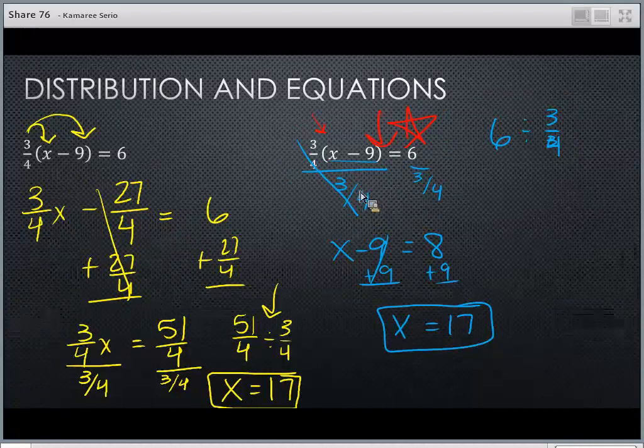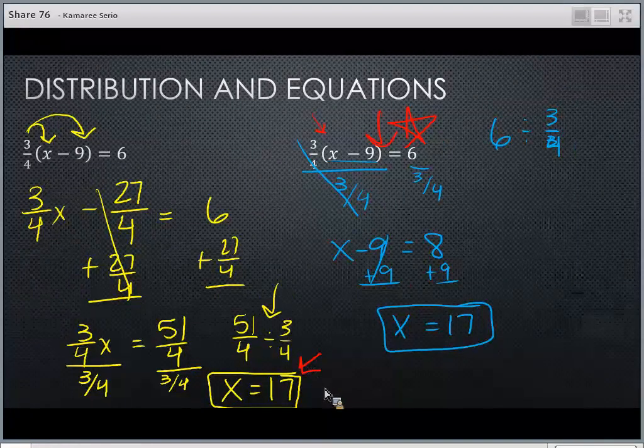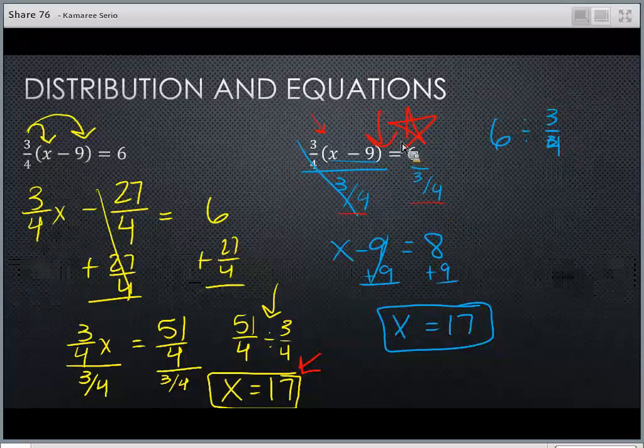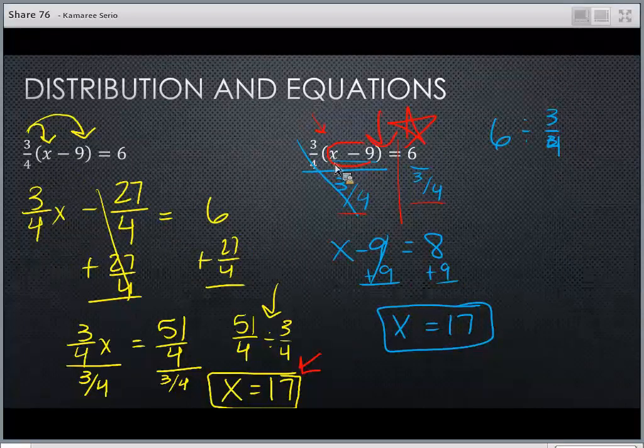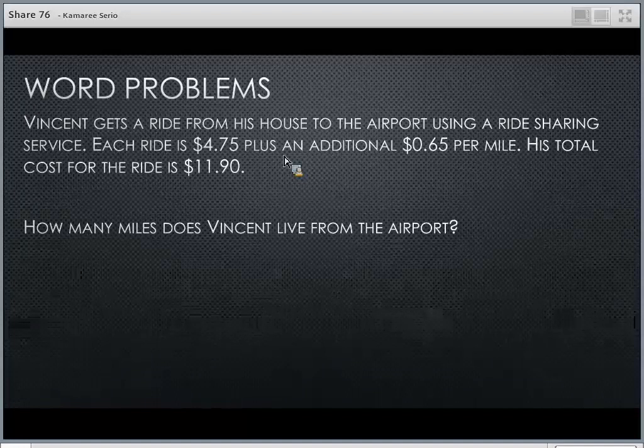And if you don't fully understand this, it's okay, because you can always just distribute it regularly, and look, we still get the same answer. Okay, it's really just a matter of which one you prefer to do. But whenever you do this, guys, you have to remember, first of all, to divide both sides of your equal sign by 3/4, and whatever is inside your parentheses does not get touched. It is the same.